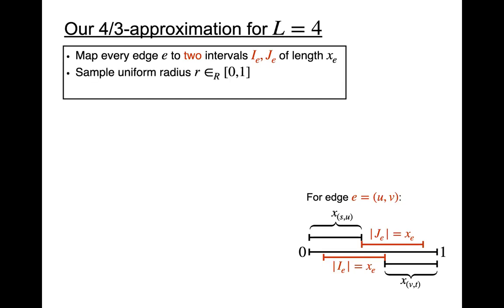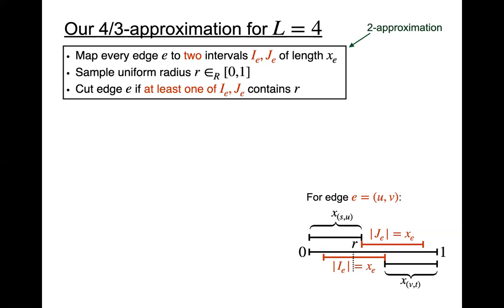Okay. And now again, we sample a uniformly random radius between 0 and 1, and we cut every edge such that R is contained in at least one of the two intervals that this edge is mapped to. Right? So for example, here, R falls in one of the two intervals corresponding to E, and we cut edge E. Okay. And this is a 2 approximation, right?